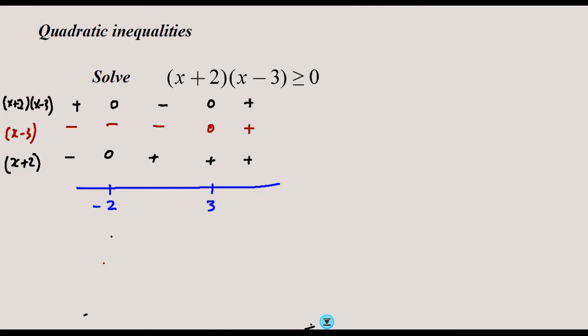Now, you are looking for something that is 0 or more. So you're looking for this region or this region. That's where the product is 0 or more. And this region and this region, they are separate. There are two regions here. So your solution is x is greater than or equal to 3, or x is less than or equal to -2.